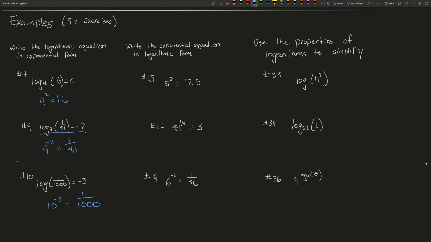The next set of directions say to write the exponential equation in logarithmic form. So number 15 says 5 cubed is 125. We can rewrite that as log base 5 of 125 is equal to 3. Number 17, 81 to the 1/4 power is 3. We can rewrite that as log base 81 of 3 is equal to 1/4.